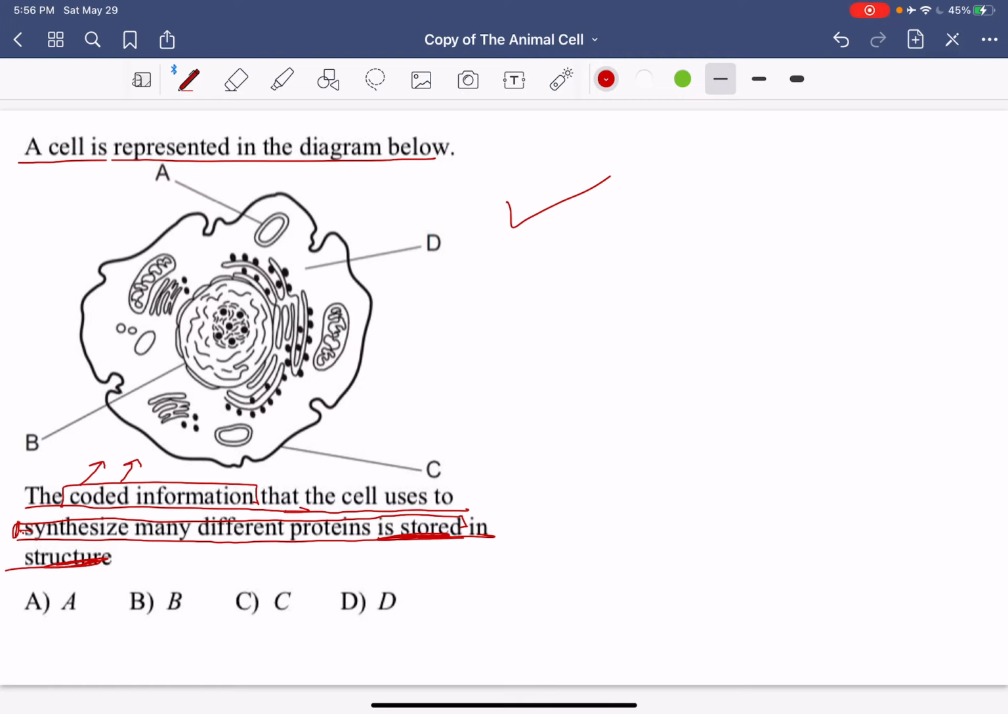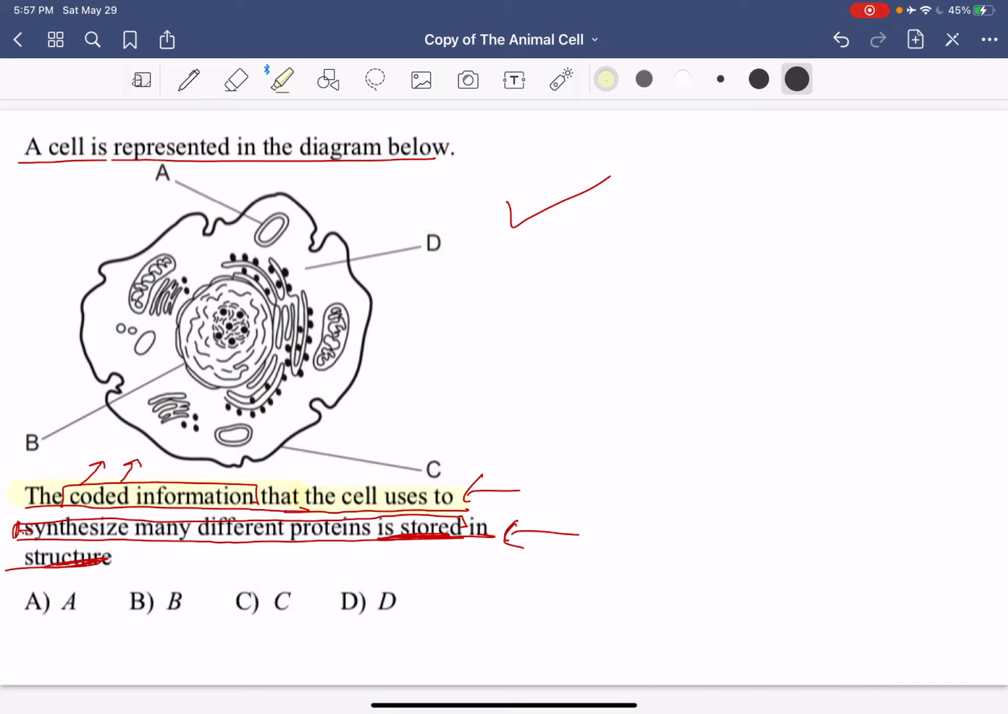Two reasons why I don't like this question. They put two definitions of two functions of two different organelles to talk about one process. They're talking about protein synthesis, but they specifically want you to name the coded information that the cell uses, and they keep going. They want to know, do you know where the coded information is, which is DNA, hereditary information? They're talking about the nucleus, okay? So the best answer for this question is B.